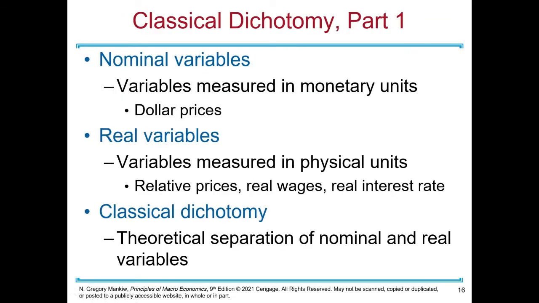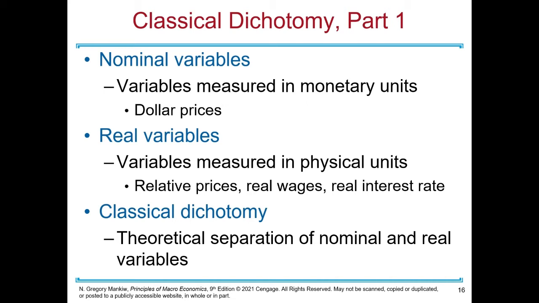So now we're on nominal variables, real variables, and the classical dichotomy. What we're going to discuss here is the classical dichotomy and monetary neutrality. We discussed it when we first spoke about aggregate demand and aggregate supply. Early economic thinkers divided variables into two categories, real and nominal variables. We're just going to review it here. Nominal variables are measured in monetary units, and real variables are measured in physical units.